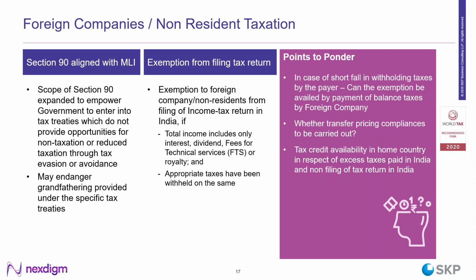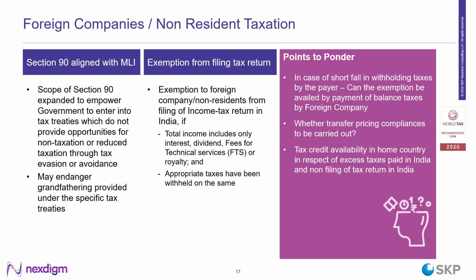Now the government has provided that all foreign companies earning interest, dividend, technical service, or royalty income from India would not be required to file any tax return in India, subject to appropriate taxes having been withheld by the Indian payer. The taxes have to be withheld as per the local laws of India, which is around 10.92%. So there may be cases where the tax treaty provides for a 10% tax rate, but this exemption is available only if the foreign company agrees to pay 10.92% tax in India.